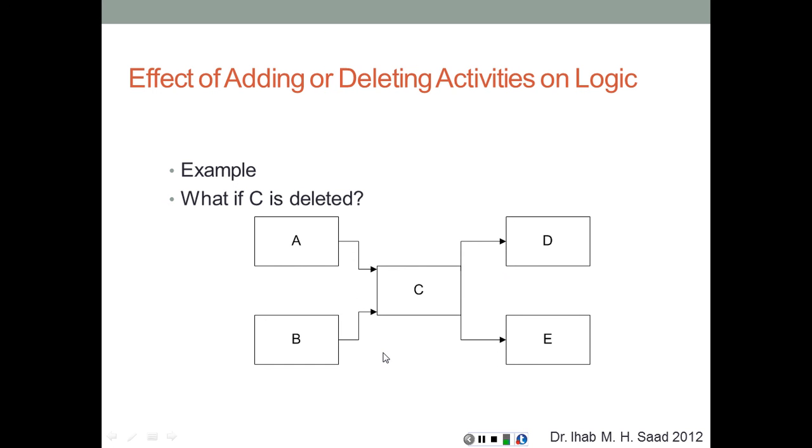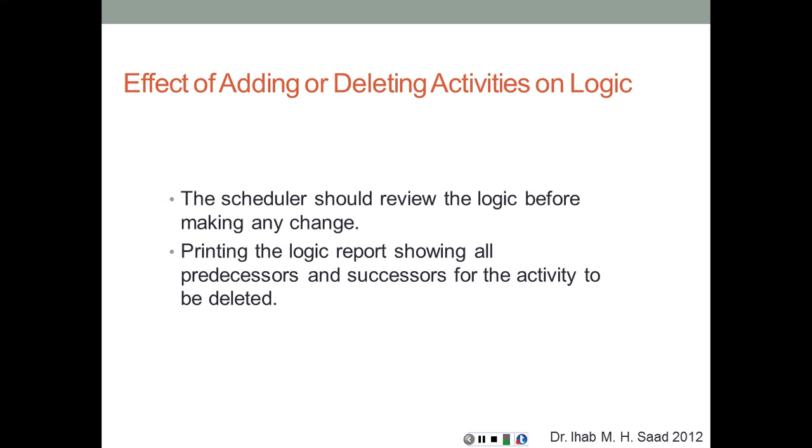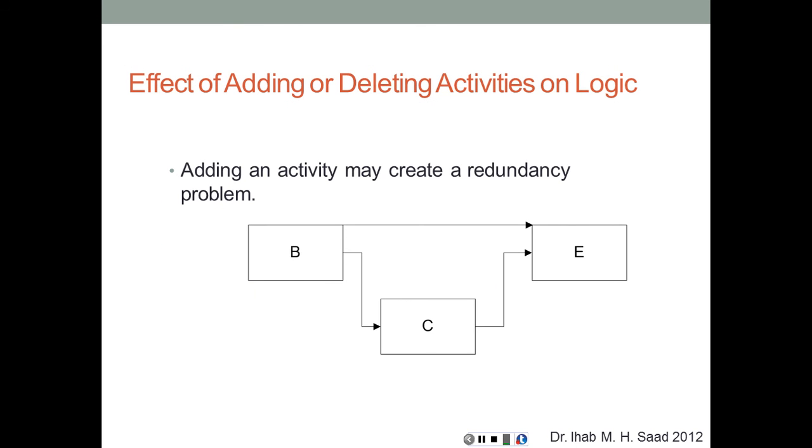We might add lags or overlaps and change the types of relationships based on activity addition. So the scheduler should review the logic before making any changes, printing the logic report showing all predecessors and successors for the activity to be deleted. If we're going to delete any activity, just to know which activities are going to be impacted or affected by that deletion. In some cases, adding an activity may create a redundancy problem.